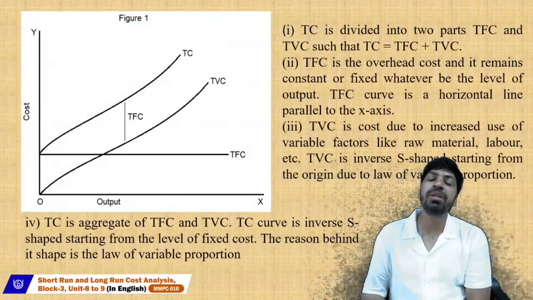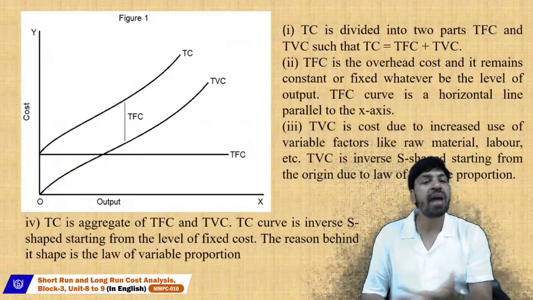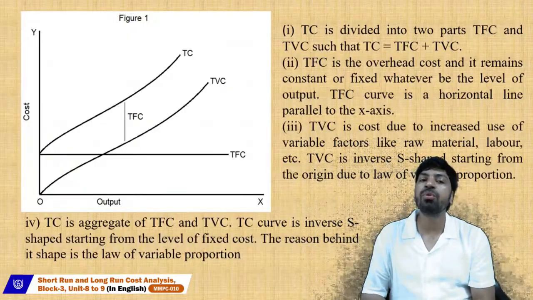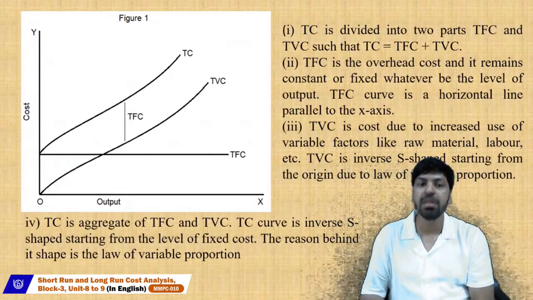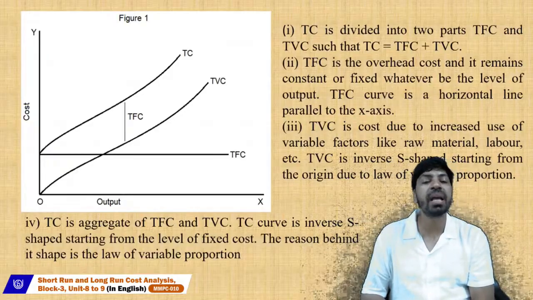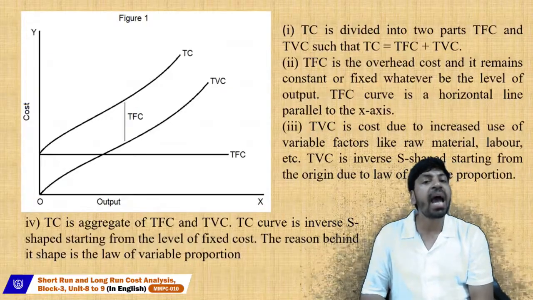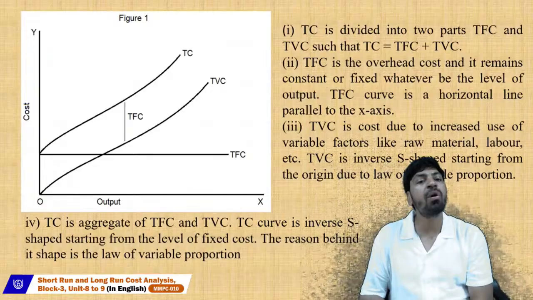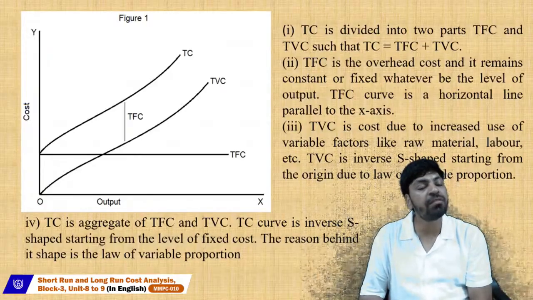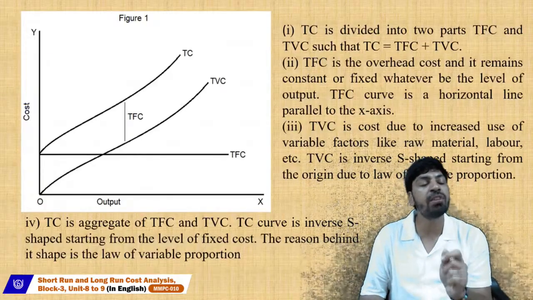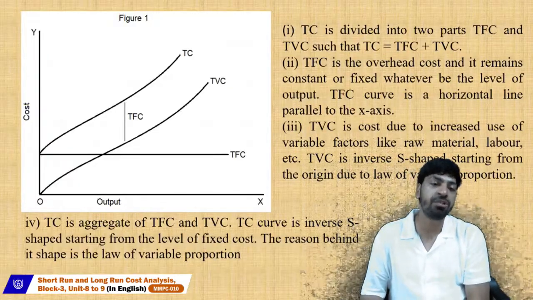So this is the relationship between the total cost, total variable cost, and total fixed cost. As you are aware, the total cost is equal to the total variable cost plus total fixed cost. The total fixed cost is horizontal, parallel to the x-axis, beginning from the y-axis, and from that point the total cost curve would be drawn.